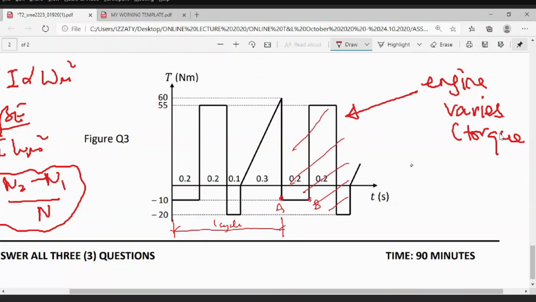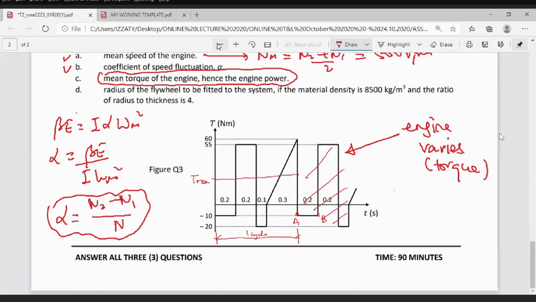So you need to know what the T-mean is. Find out where the T-mean is. This one will be your T-mean. Why do you need T-mean? Because this one is all given. So this one is your T-mean. Okay, so how to get T-mean? It's not very difficult, isn't it? It's not very, very difficult.